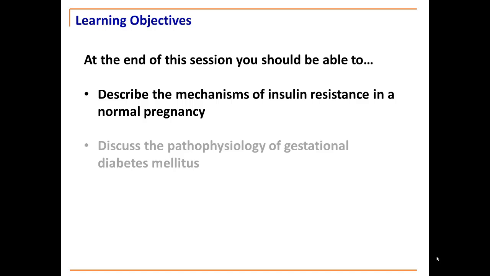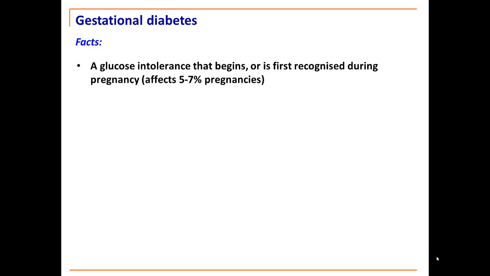So the key aspects that we're going to cover in this session: we're going to look at the mechanisms of insulin resistance in a normal pregnancy. To do this, we will have to think about insulin signaling, how insulin affects the intracellular pathways within cells, within adipose tissue, the liver and the skeletal muscle, for example. We'll then talk about the pathophysiology of gestational diabetes mellitus itself.